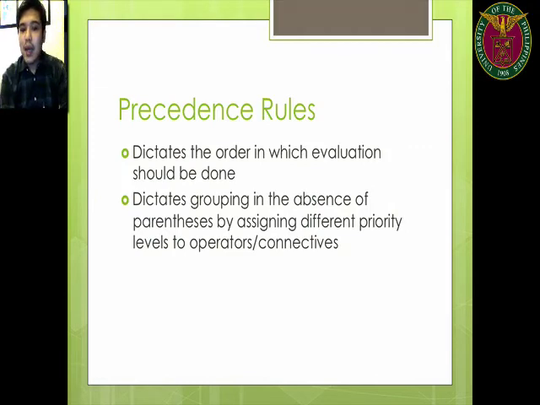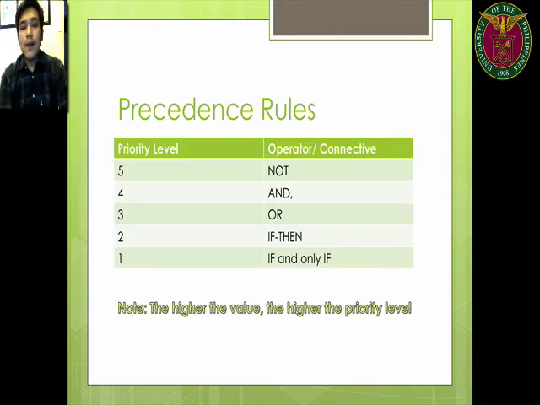Now before we end, I want you to understand the concept of precedence, or precedence rules. These rules dictate the order in which evaluation should be done. A precedence rule also dictates grouping in the absence of parentheses by assigning different priority levels to operators or connectives. So here they are. As you can see, I have priority levels 5, 4, 3, 2, 1. The higher the number, the higher the priority level.